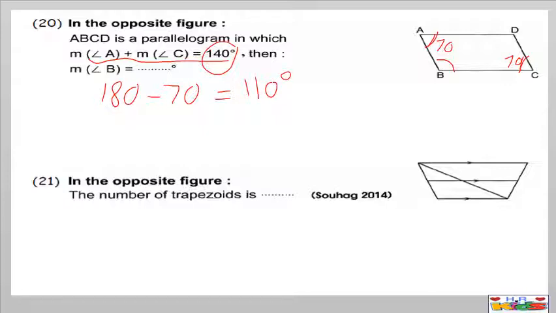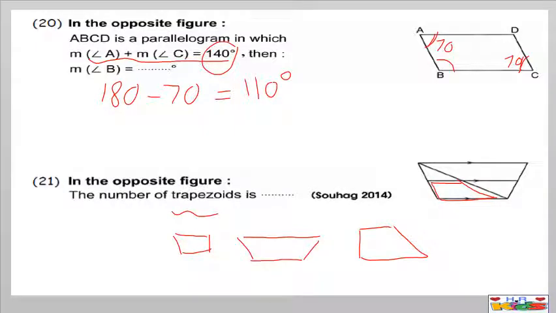The next question, the number of trapezoids. What is a trapezoid? A trapezoid is any shape like this one, or this one, or like this one, it's called a trapezoid. Okay? He wants to count how many trapezoids are here. Let's count it. Number one, this is the first one.